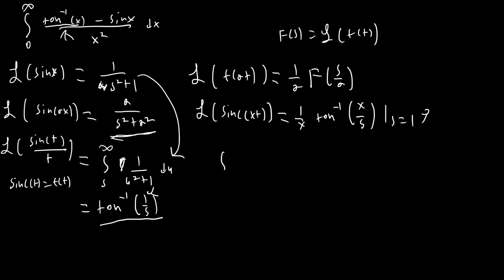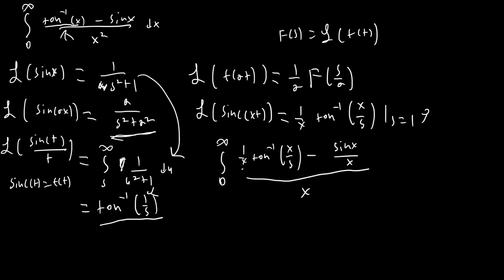We're going to get the integral from 0 to infinity of 1 over x times inverse tangent of x over s, and then at the end we're just going to plug in s equals 1. And we're also going to subtract sine of x, and I'll bring this x outside as well, all over x. Now, a reminder that this is the Laplace transform of sinc of xt, and this is just sinc of x. So I'm going to substitute in sinc of x.